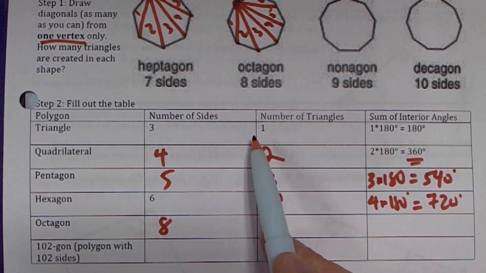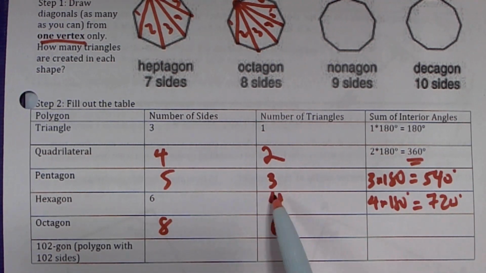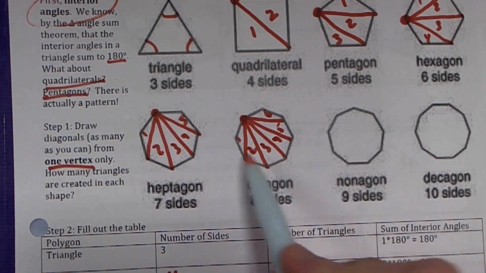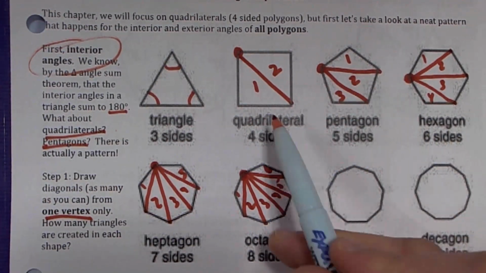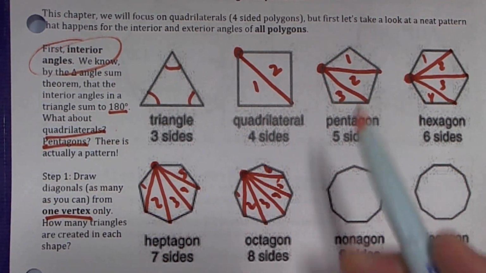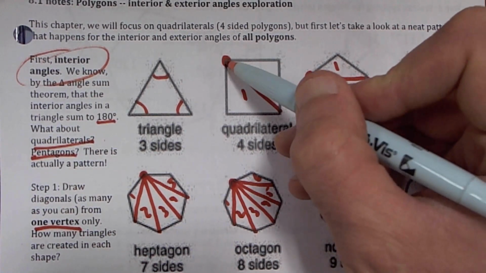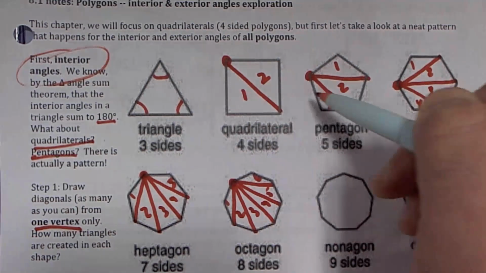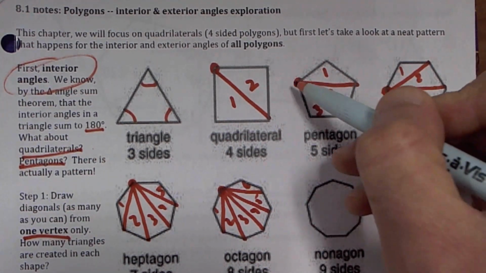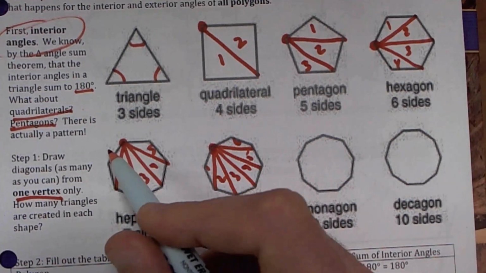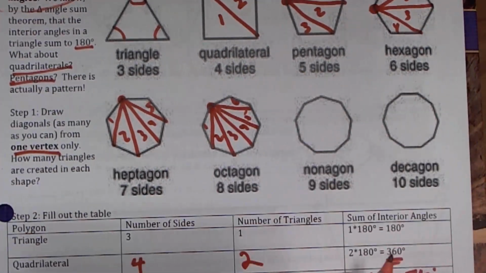The number of triangles is always 2 less than the total number of sides. So for a heptagon, we have 5. Octagon, we have 6. Pentagon, we have 3, then 2, and just 1. Why is that? It's because these two are never going to be formed. When you try to draw diagonals, this one doesn't make a triangle, this one doesn't either. So you always have to subtract these two that don't actually make a triangle.